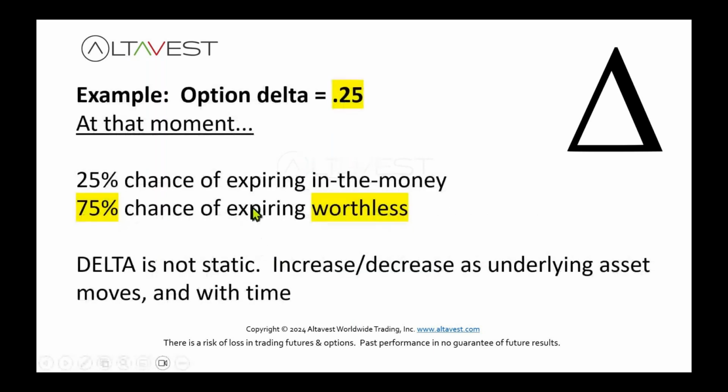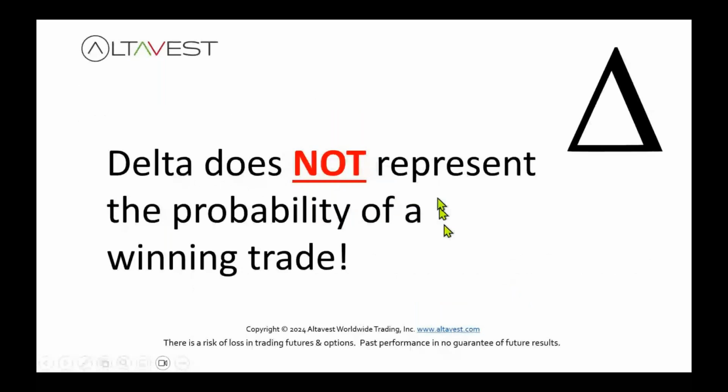And here's an example: delta is 0.25, and there's a 25% chance that it expires in the money, but conversely, a 75% chance it would expire out of the money. And of course, delta is always something that's moving with price and time, and it is not the probability of a winning trade. So it's important to keep that in mind as well.